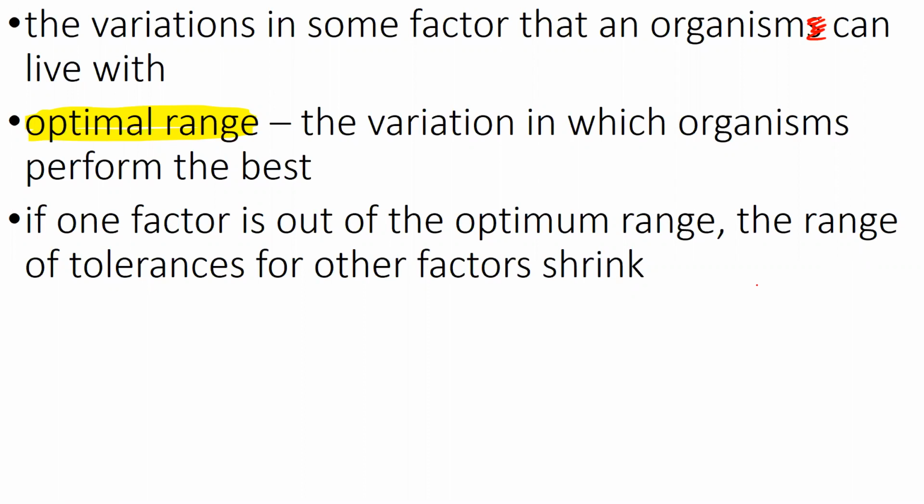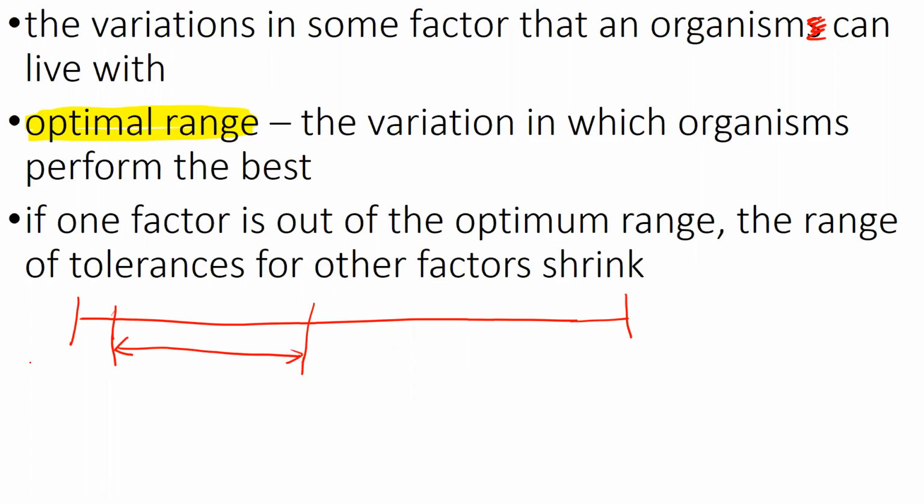If one factor is out of the optimum range, the range of tolerance for all other factors shrinks. So let's say this is the range of tolerance for sun, for a plant X. I don't know what plant. Well, I'll tell you what, let's say for a fern plant. For corn, the optimum range was way up here towards the max amount of sun. For fern, the optimum range might be here, close to the minimum amount of sun. This is for a fern.